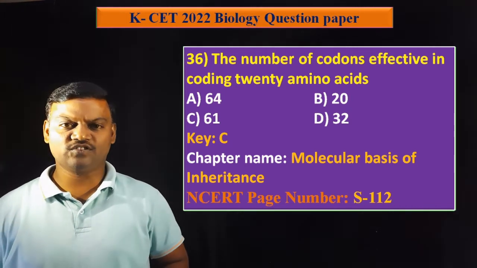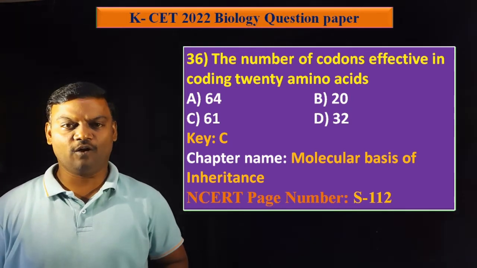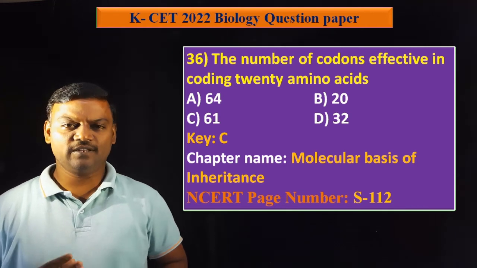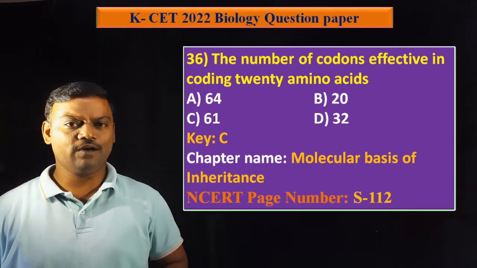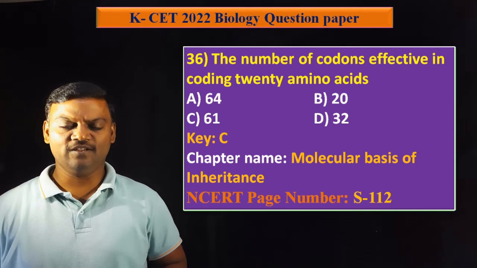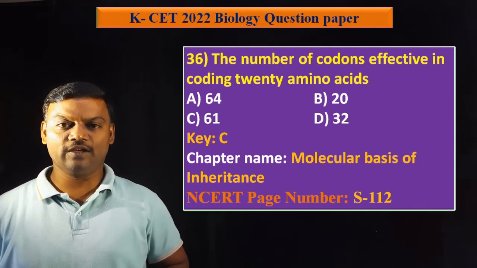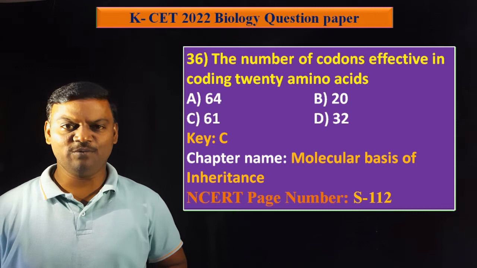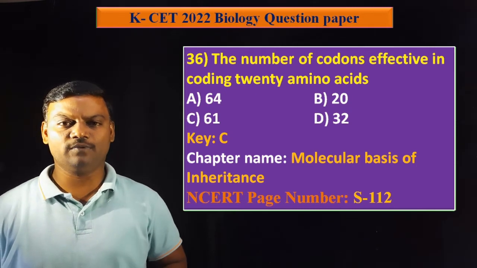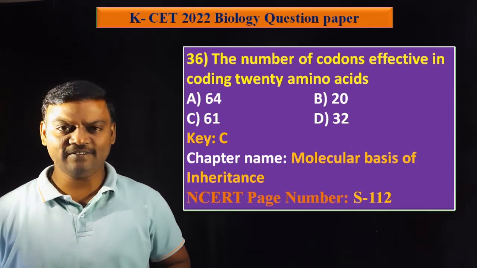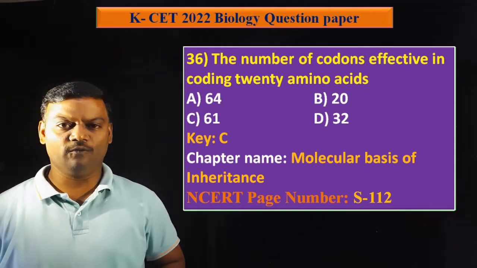So totally there are 64 genetic codons. But out of the 64 genetic codons, 3 are terminating codons. It never codes any amino acid, so that there are 61 genetic codes to code 20 amino acids. It is the question from Molecular Basis of Inheritance, NCERT page number 112.